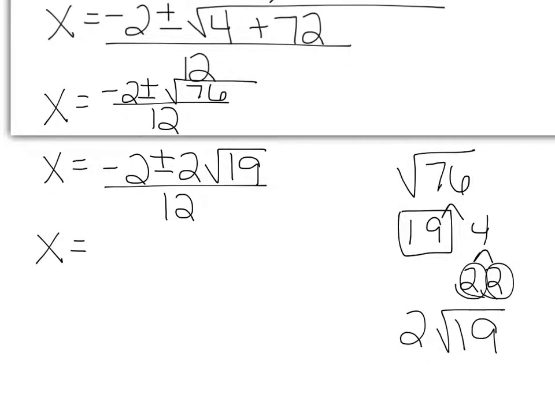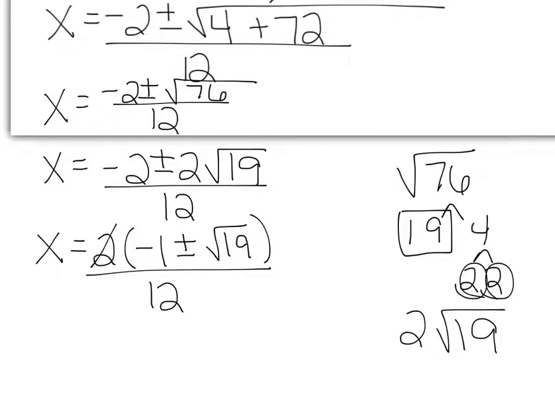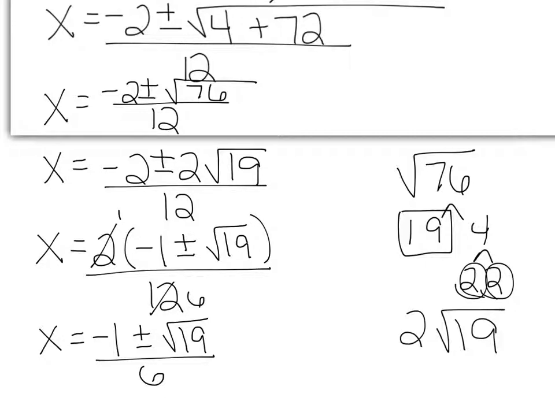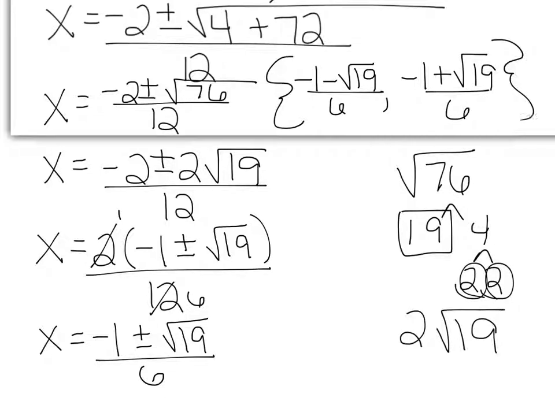All right? You can see that things are probably going to reduce here, but in order to do so, you need to factor something out of the numerator. They have a 2 in common, so I'm going to factor that out, which leaves me negative 1 plus or minus the square root of 19 all over 12. Now that the 2 is factored out, 2 and 12 can be reduced to 1 and 6, which leaves me x equals negative 1 plus or minus the square root of 19 all over 6. So when I write this as a solution set, it's negative 1 minus the square root of 19 over 6 and negative 1 plus the square root of 19 over 6.